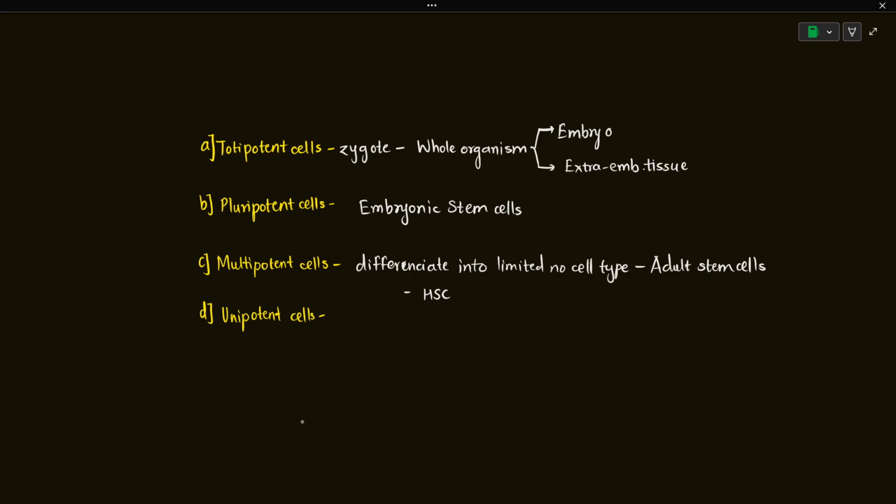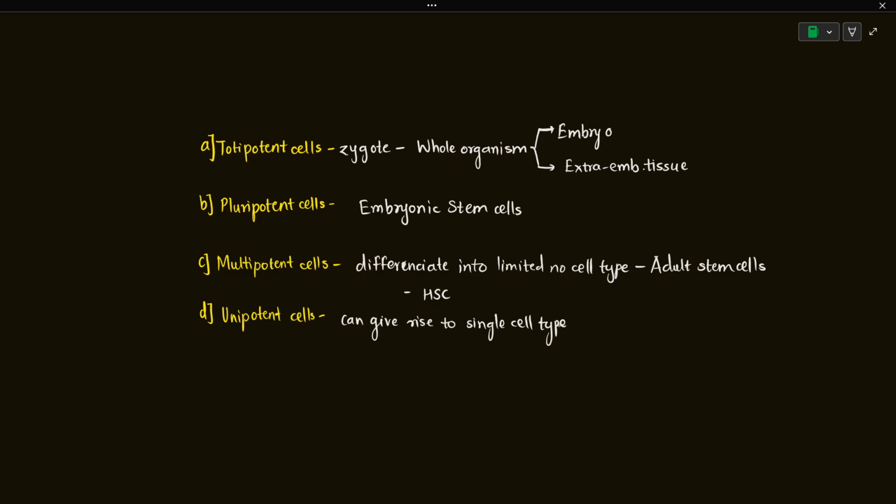Unipotent stem cells are the ones which can differentiate into only one type of cell. For example, the muscle stem cells. Muscle stem cells can only form the muscle cell. They cannot give rise to cardiac cells, or to neurons. They can only form muscles, but they are stem cells because they have the capacity to regenerate themselves again and again. So this type of cells is known as unipotent cells. They can give rise to a single cell type.